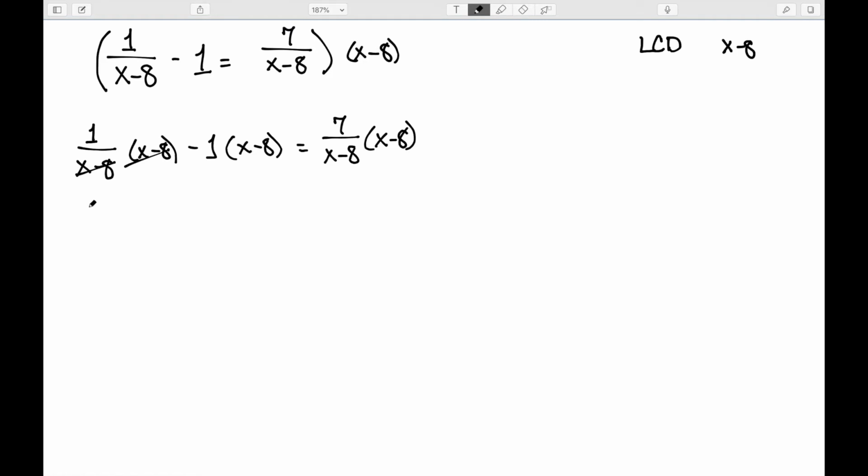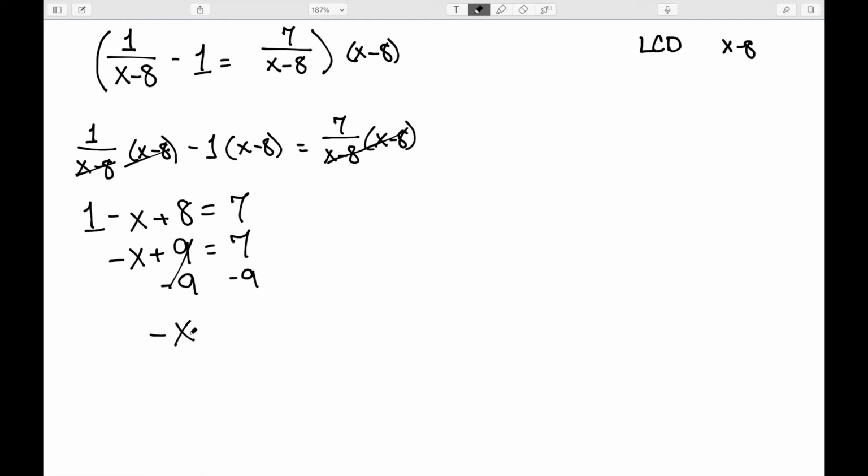Here my x minus 8's cancel, I'm left with 1. I can distribute my negative sign, negative 1 times x is negative x. Negative 1 times negative 8 is positive 8. And then over here, my x's cancel and I'm left with 7. So I get negative x plus 9, once I combine the 8 and the 1, is equal to 7. Subtracting 9 from both sides gives me negative x is equal to negative 2, which tells me that x is equal to 2. We should check our solutions, and like I said, I'm watching for division by 0.